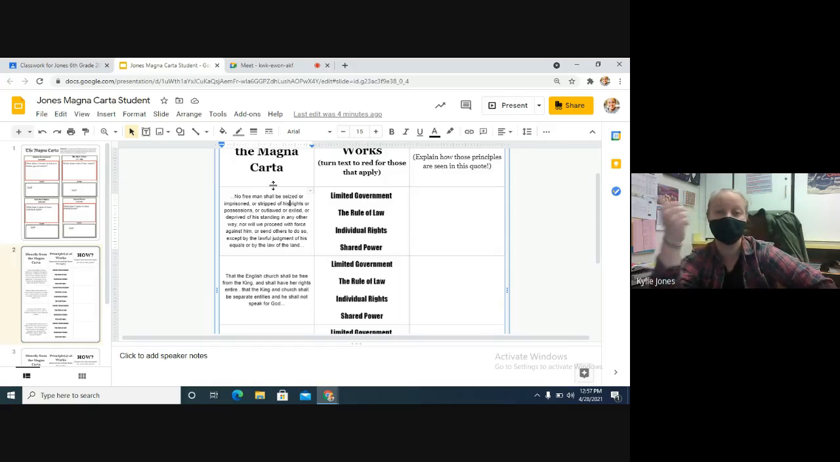So is that limited government? No. Is it the rule of law? Yeah. Could be rule of law because nobody's above the law. What about individual rights? Are those his rights? Yeah. Could be his rights. What about shared power? No. So it's either rule of law or individual rights because it has to do with his rights. So in this case, we're not talking about this free man doing something wrong. We're just talking about the fact that his rights are not going to be taken away. So are those his individual rights or the rule of law?